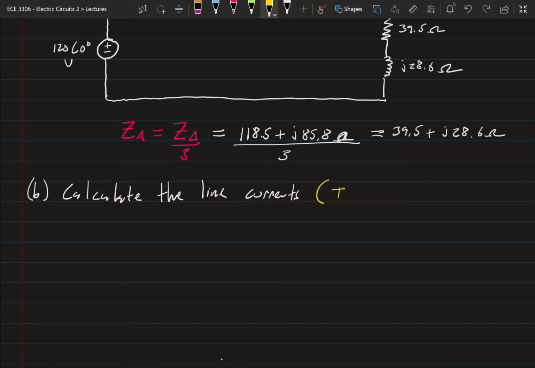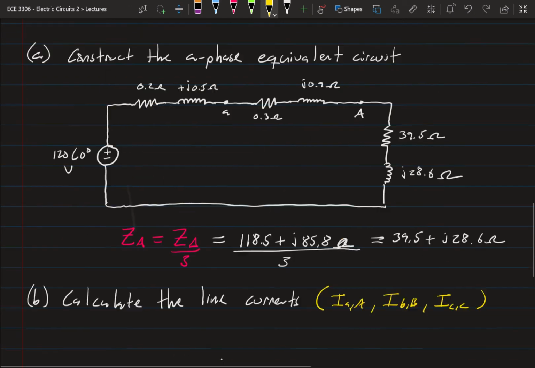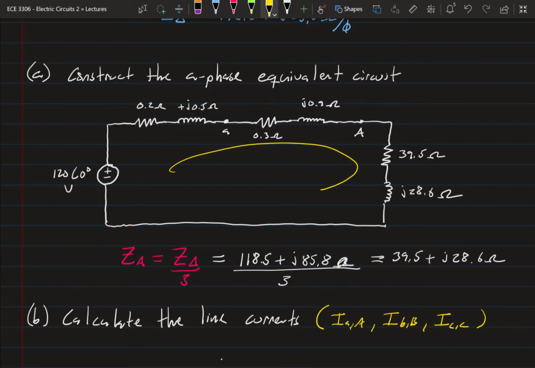So that's our IaA, IbB, and IcC. Wait, what am I doing? Not IaA, IbB. That's coming up. IbB, and IcC. And our current flowing around this loop is our IaA.